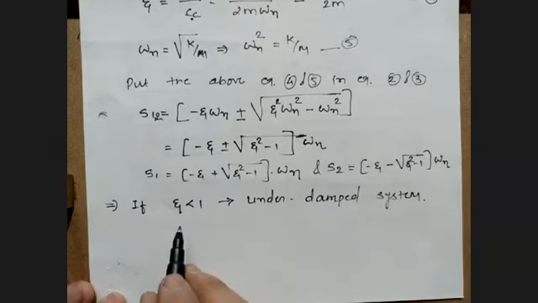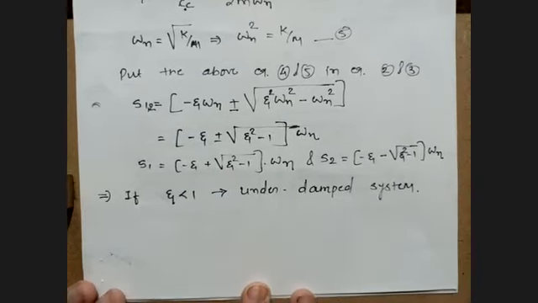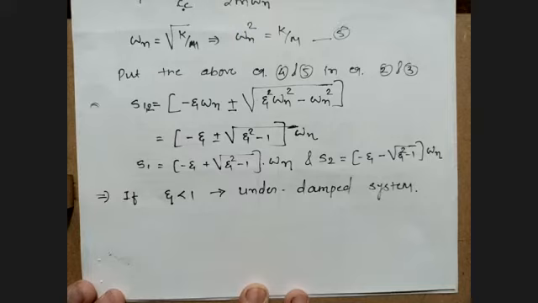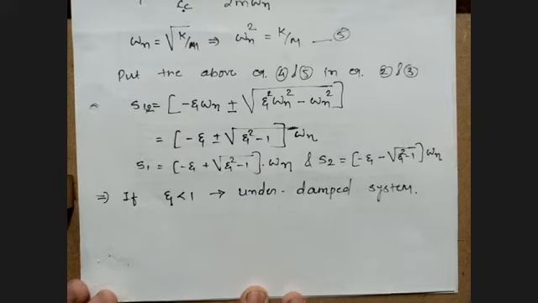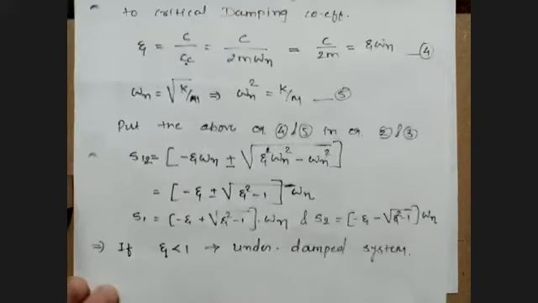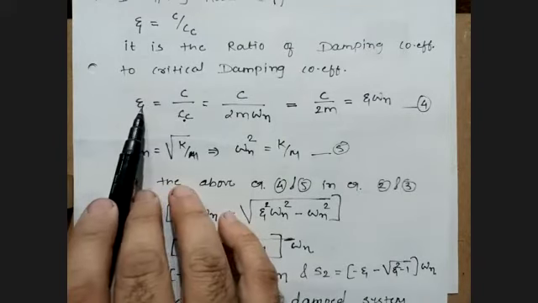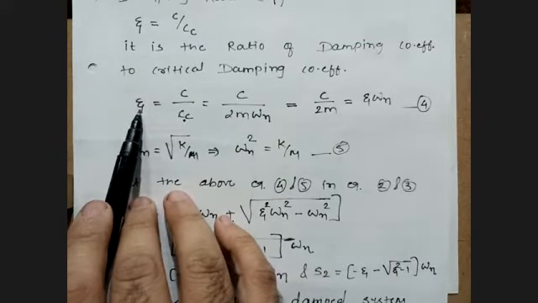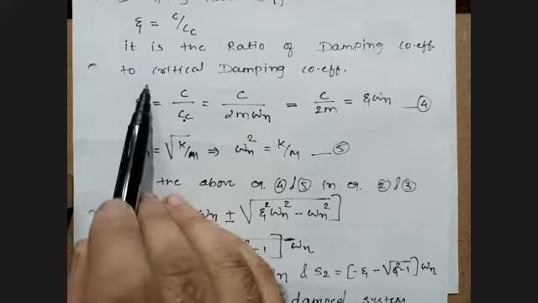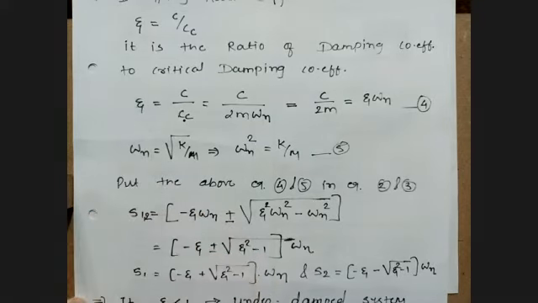Okay, zeta less than 1 is called an underdamped system. If we consider zeta is 0, in which case is that possible? Let us think about it. In which case and how is it possible? Just try to think about it. How do you get that zeta 0? Just think about it and tell me.